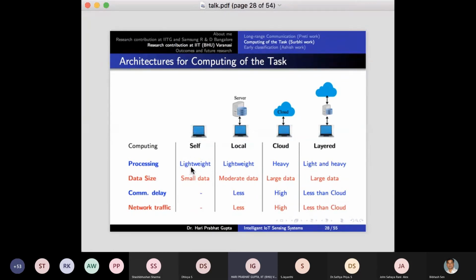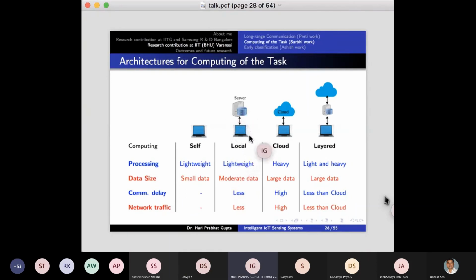This solution has light processing, because this is a machine. It can support only lightweight machine learning techniques, and it also has limited data. So there is a plus point and a minus point. That means there is no network delay, no network traffic. That is the plus point, but the minus point is that we are not able to use heavy machine learning techniques, and we are also not able to use a large data size. That means a small data size.